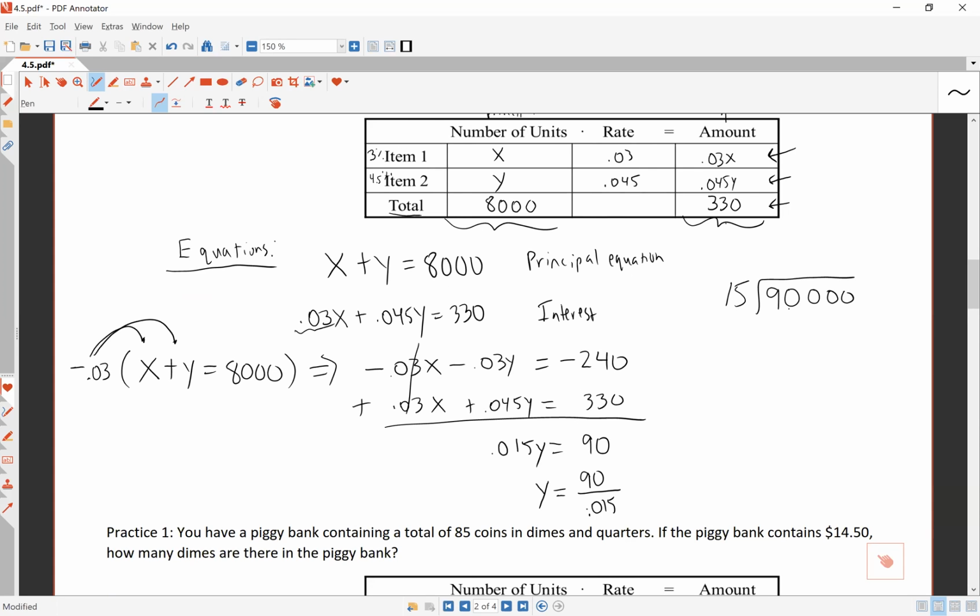15 goes into 90 6 times, and then we get the remaining zeros, which is $6,000. So that's $6,000 at 4.5%. We invested a total of $8,000, so that leaves the remaining $2,000 at 3%.